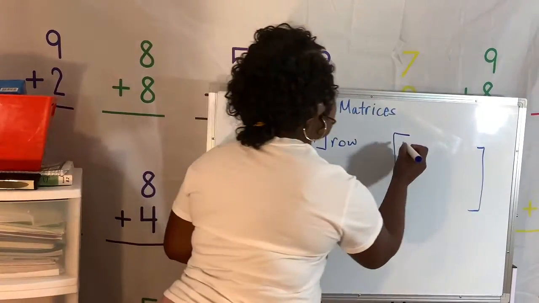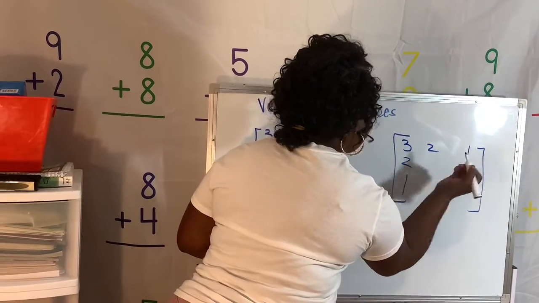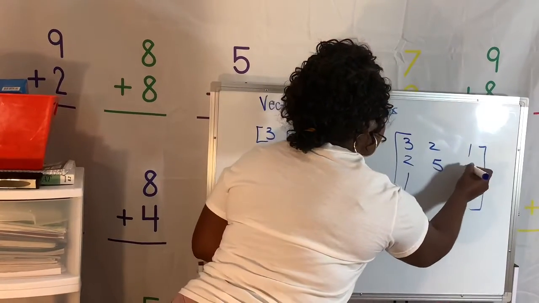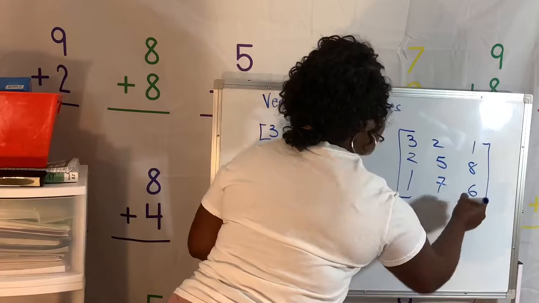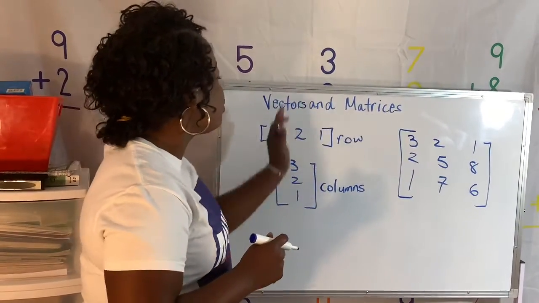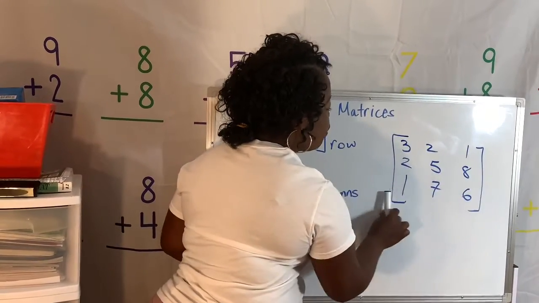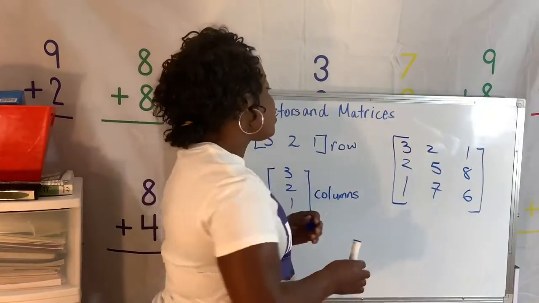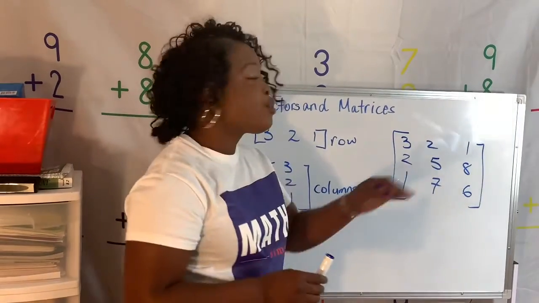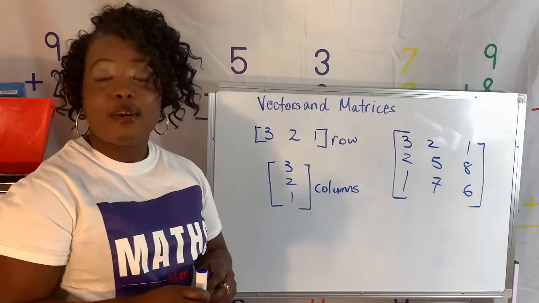So say, for example, I still had my 3, 2, 1, and I can mix in a bunch of other numbers as well. So I can have 5, 8, 7, 6. Here you notice that instead of having just one row and one column, I have 1, 2, 3 rows, and now I also have 1, 2, 3 columns. So this right here is our matrix, and these two things are considered our vectors.